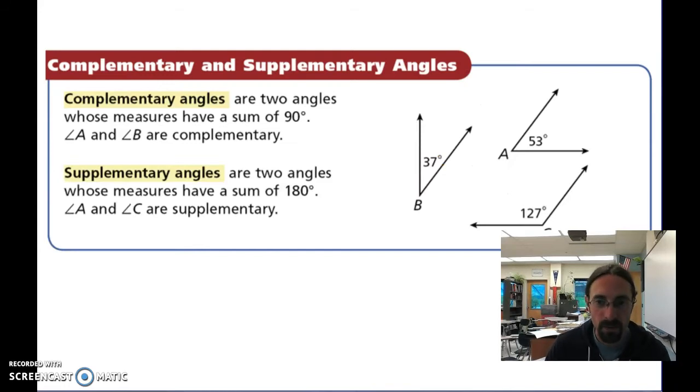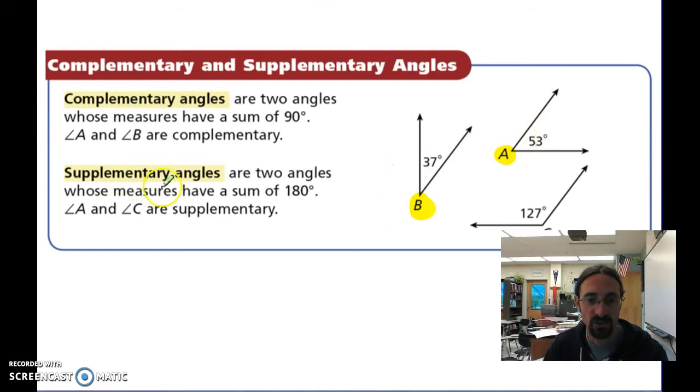When we talk about complementary and supplementary, complementary angles are two angles whose measures have a sum of 90 degrees. So A and B, they're not adjacent, right? They don't share any common rays, but when you add 53 and 37, you do get 90. So these are complementary angles, but they're not adjacent angles.